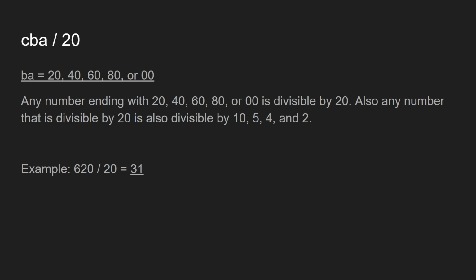Next up is 20. So now we actually have to look at the final two digits, not just the final digit. If the final two digits are either 20, 40, 60, 80, or 00, then the number is divisible by 20. So it could be 120, 240, 460, 880. Any number divisible by 20 is also divisible by 10, 5, 4, and 2. So 620 is divisible by 20. The last two digits are 20, so obviously it is divisible by 20.